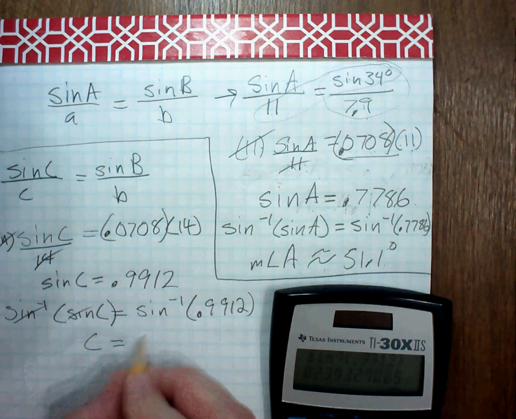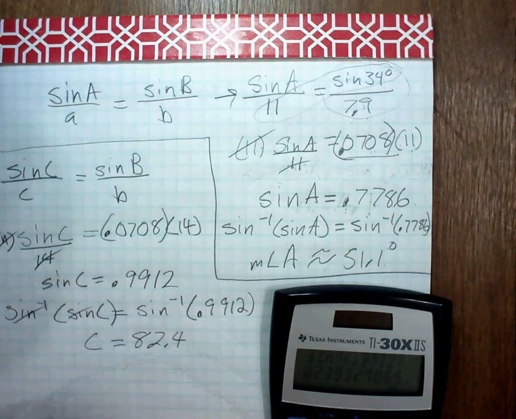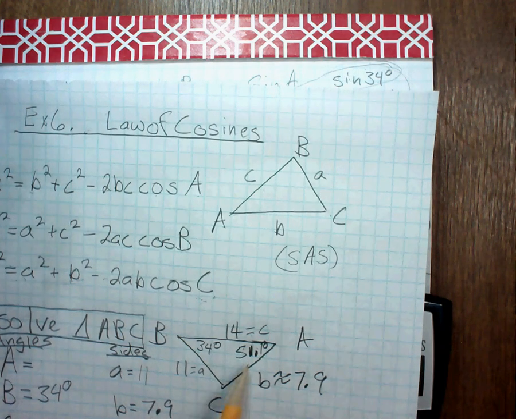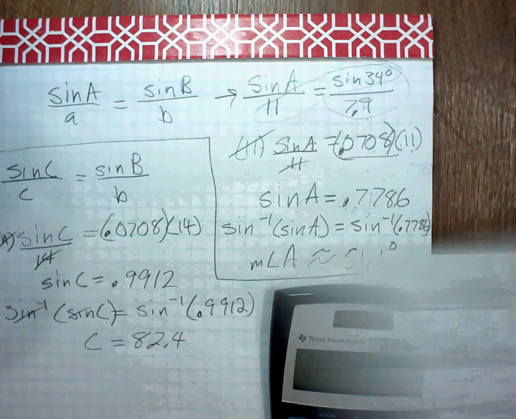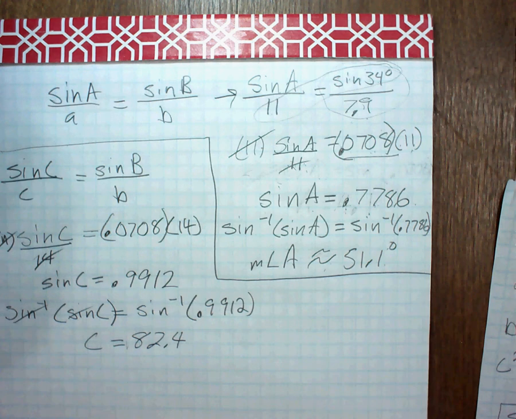Which is 82.4. Again, I got another common sense check. As I add these up and I look at this 94 and 50, that's about 85. And this is 82. So let's just double check our work.